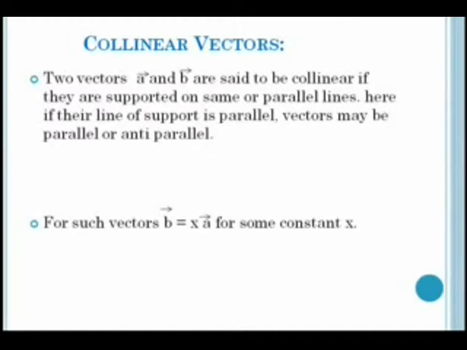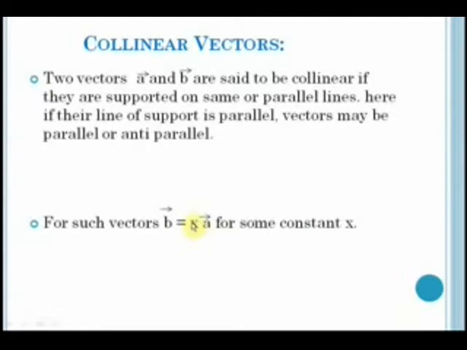Here, if the line of support is parallel, then the vectors may be parallel or anti-parallel. So for collinear vectors we need to have the same supporting line. If this line of support is parallel, then the vectors may be parallel or anti-parallel. For such vectors we represent vector B equal to x times vector A. So if A and B are any 2 vectors and are collinear to each other, then we write vector B as equal to x times vector A. Here x is any constant.